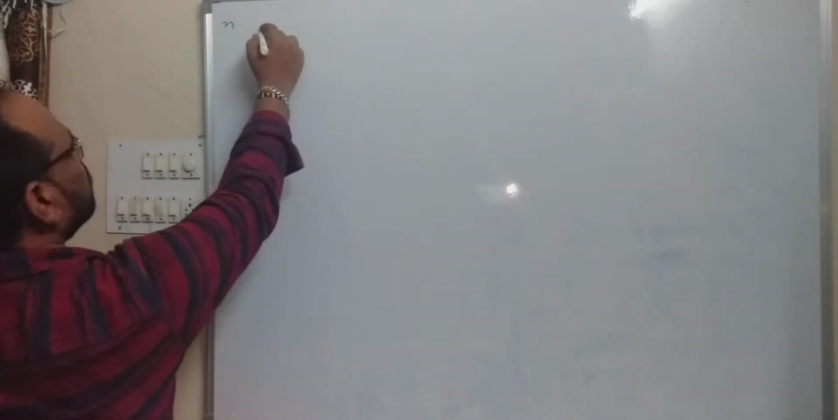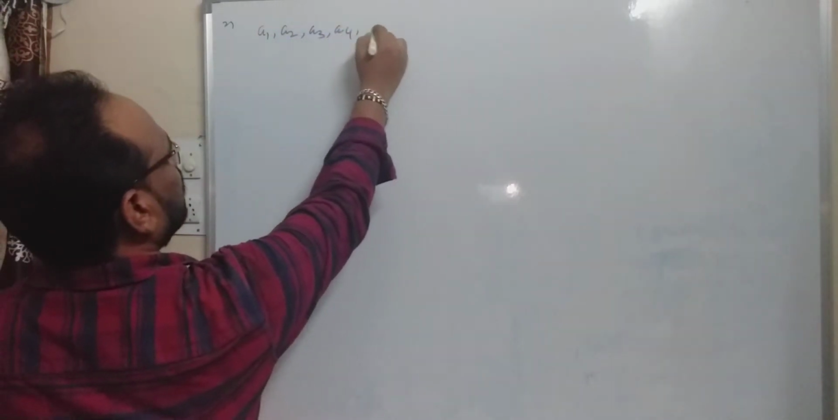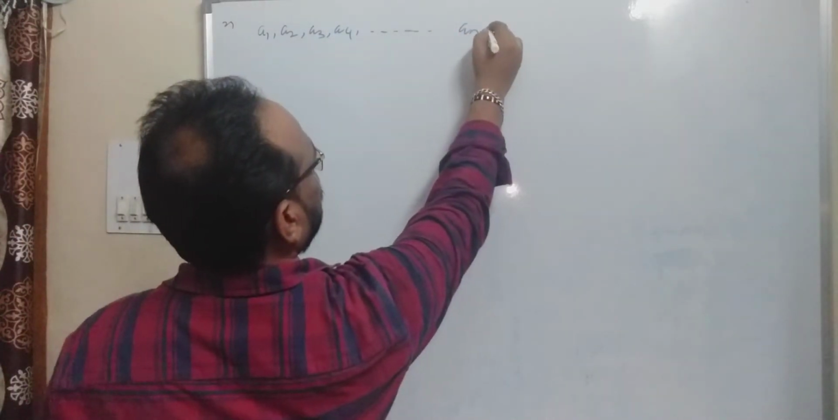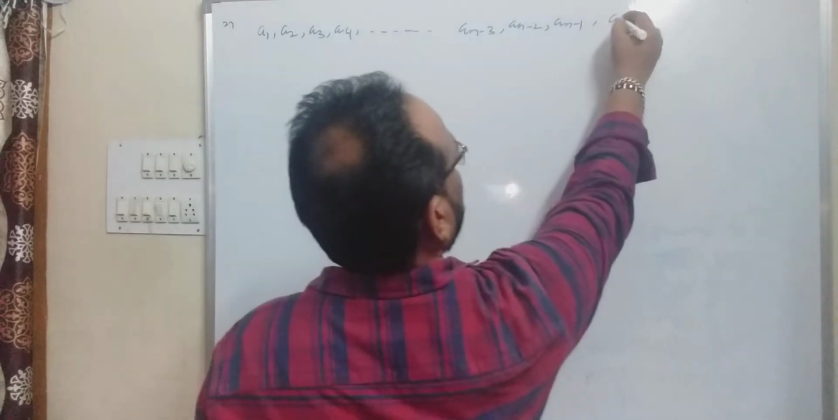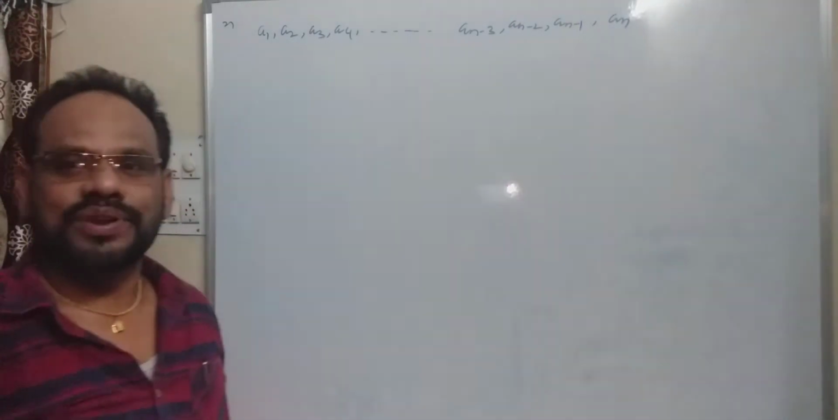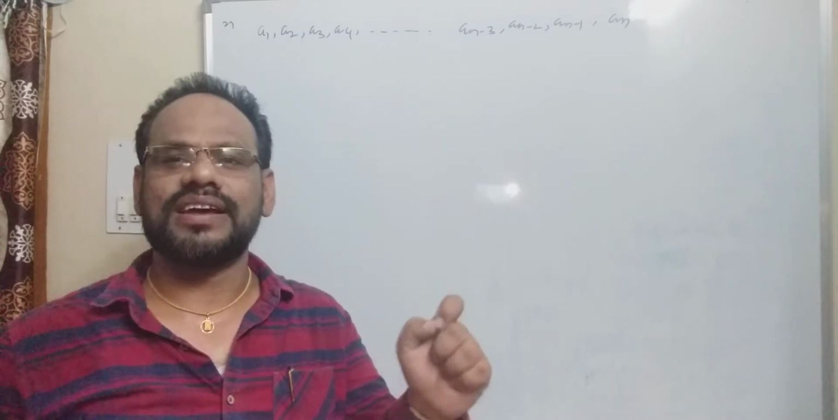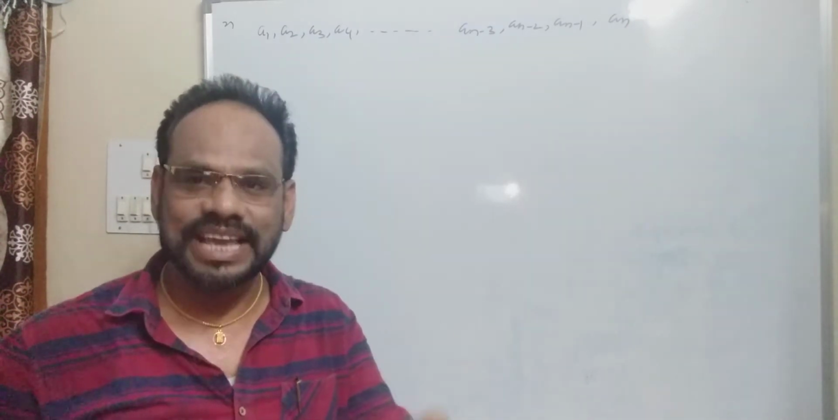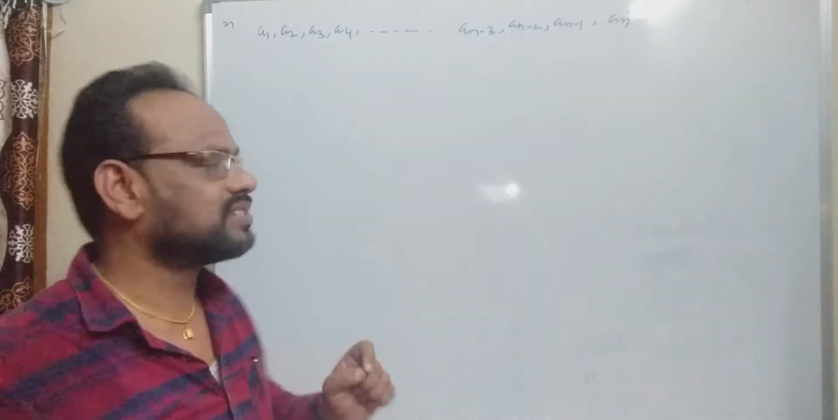That means if a1, a2, a3, a4 and so on, an minus 3, an minus 2, an minus 1 and an are in arithmetic progression, the sum of the terms which are equidistant from the beginning and end is always the same and is equal to the sum of the first and last term.